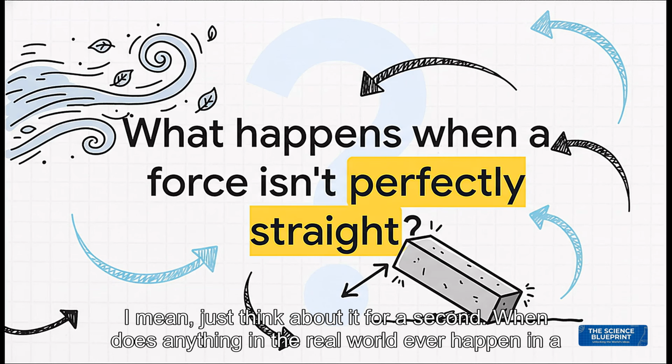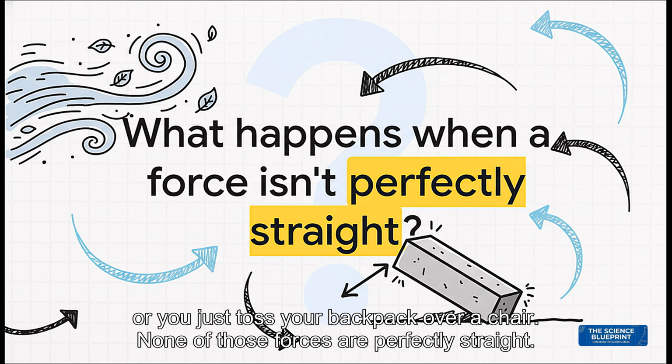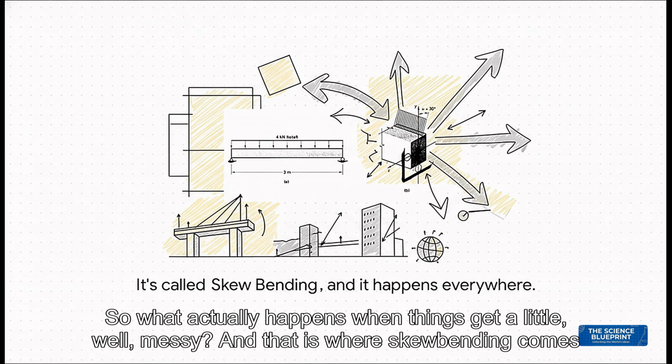I mean, just think about it for a second. When does anything in the real world ever happen in a perfect straight line? Almost never, right? You've got gusts of wind hitting a building, or you just toss your backpack over a chair. None of those forces are perfectly straight. So what actually happens when things get a little messy? And that is where skew bending comes into play.